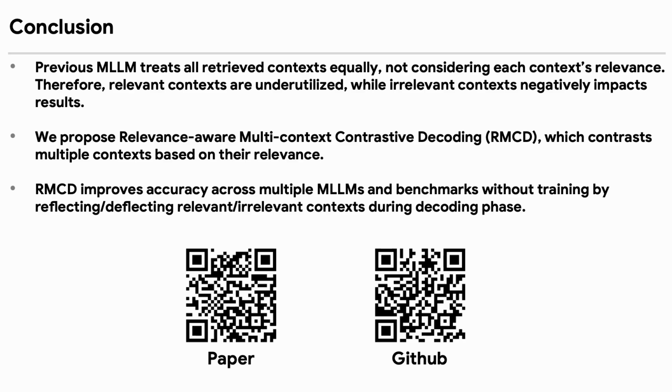To summarize, existing MLLM-based RAG often fails to account for the relevance of retrieved context, which leads to underutilizing helpful information and being distracted by irrelevant information. To address this, we propose RMCD and show that it improves performance across various models and benchmarks by fixing the decoding process only, without any additional training.